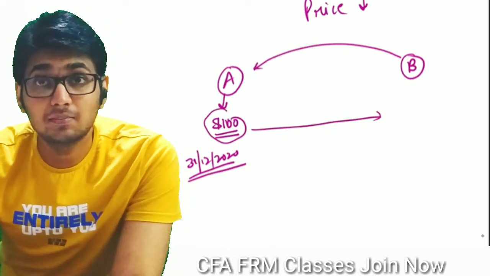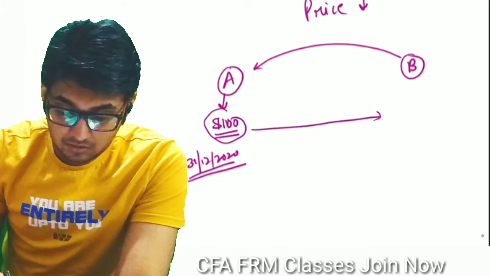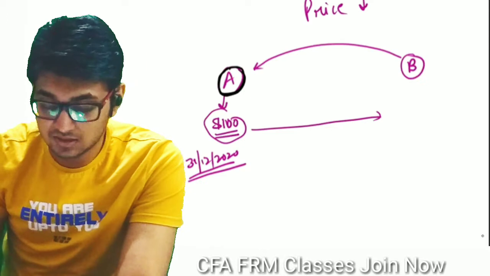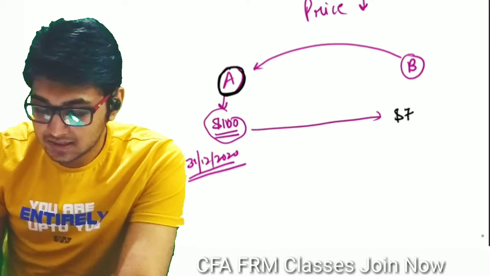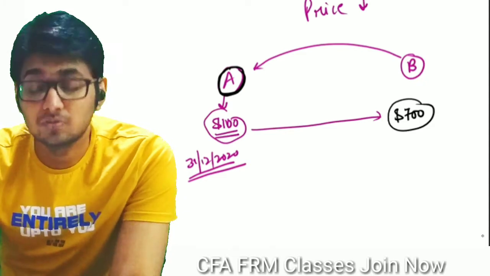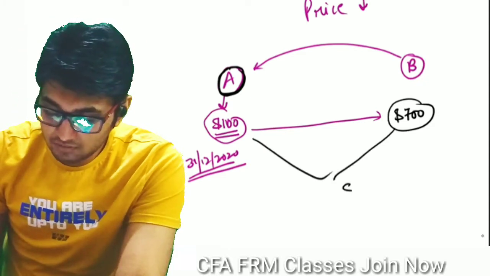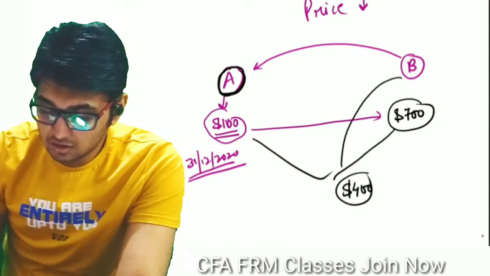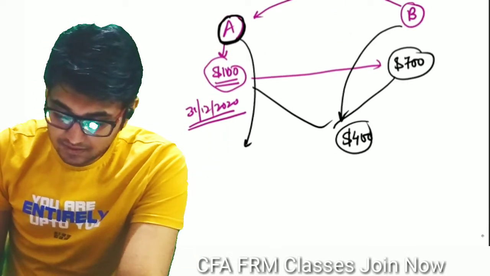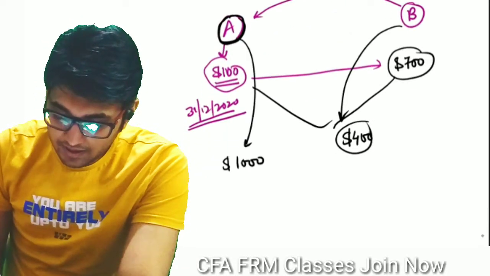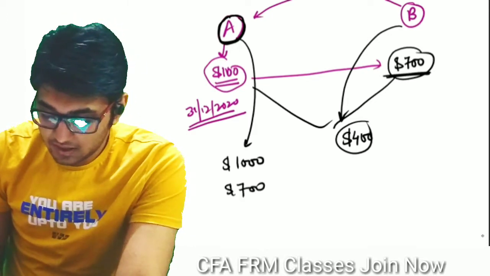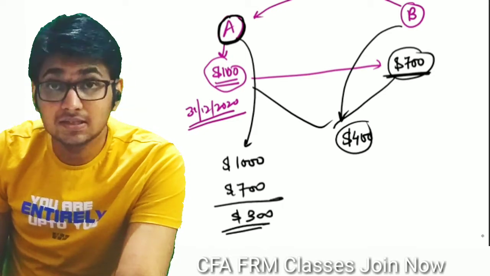Now B is ready to return the pen to A, but now A has suffered a huge amount of loss in the business, and he is paying only, say, $700 to B. Now he is paying $700 to B. He is making the loss of $400. Who is making the loss of $400? B. How? A received $1,000 and now he is paying only $700. So it means A made the profit of $300.